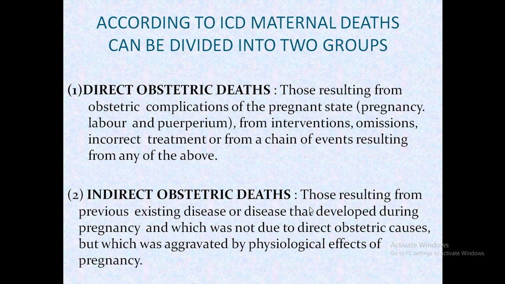What do you mean by indirect obstetric death? Any death resulting from previously existing disease or disease that developed during pregnancy. For example, she may be a known case of diabetes before the pregnancy or she may develop diabetes during the pregnancy, which we call pregnancy induced diabetes, which is not due to direct obstetric cause but which was aggravated by the physiological effect of the pregnancy, the hormonal changes and change in the general physiology during the pregnancy.